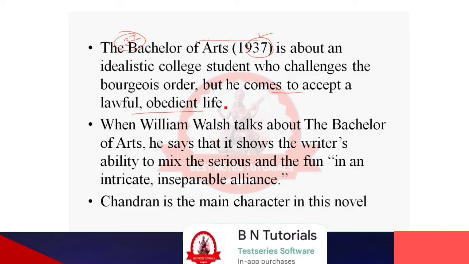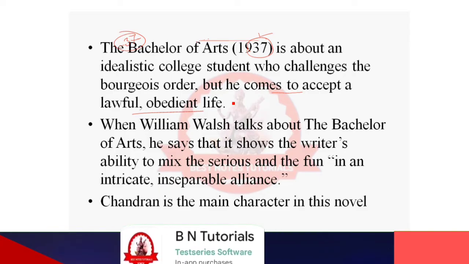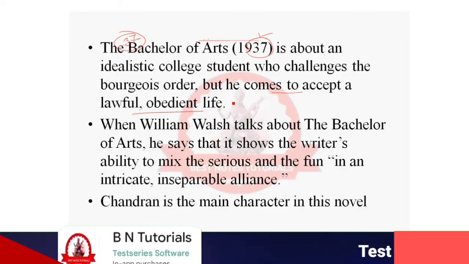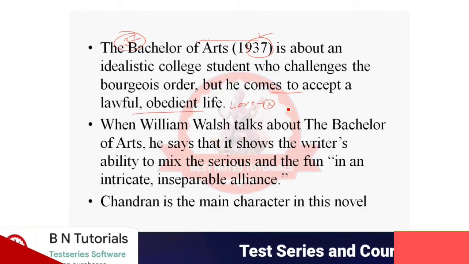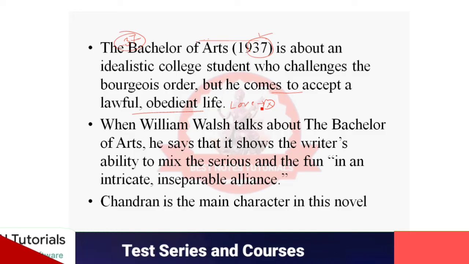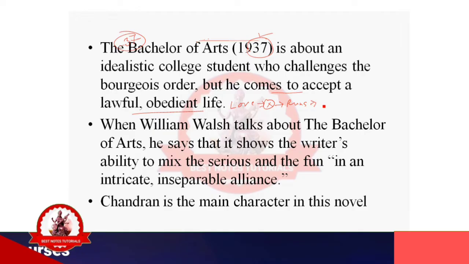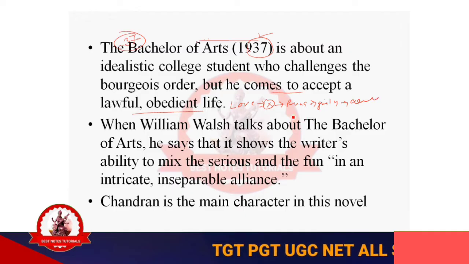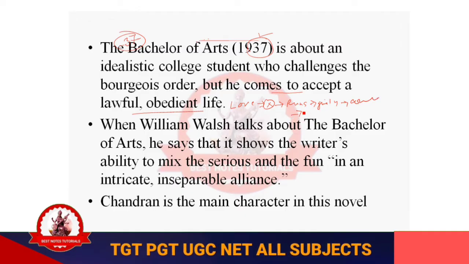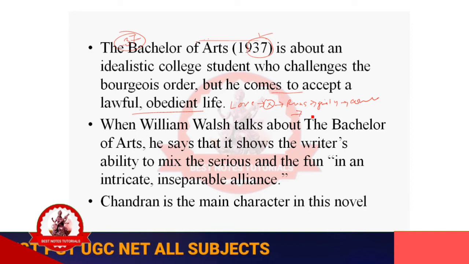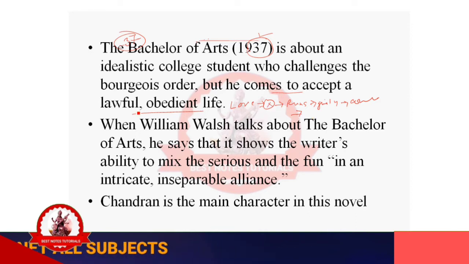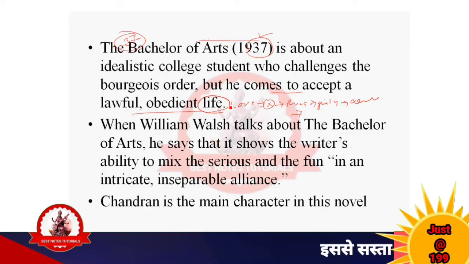Like in this story, you will see that he falls in love. He doesn't get that love back, and he's unable to marry her. Then he runs away from home, and later he feels guilty and comes back home again. And finally, he marries a girl again, and he becomes a lawful and obedient follower of life, you can call it.